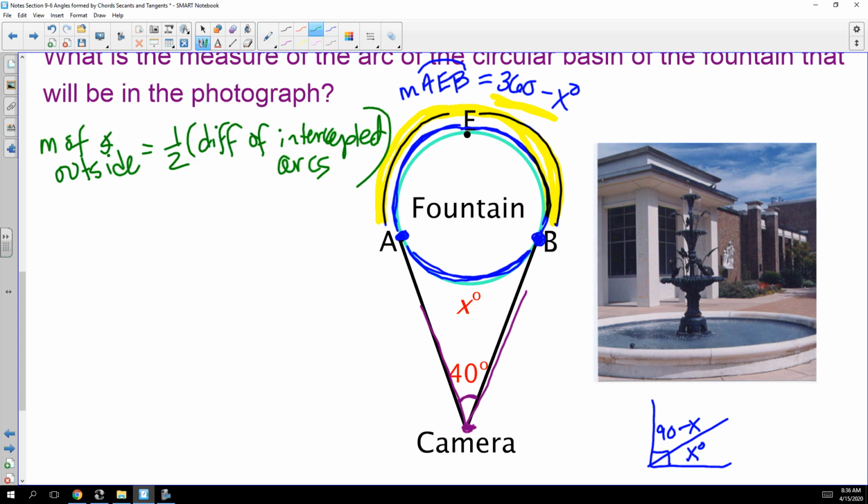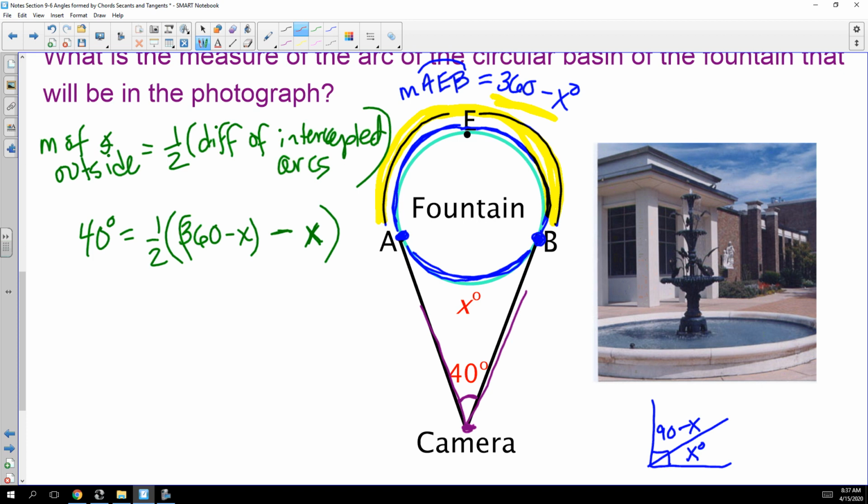So the measure of the angle itself that's formed outside is 40 degrees, and it's going to be half the difference. What's the arc that's further away? That's 360 minus x. And then the arc that's closer is minus x. There's only one term there that I have to subtract, so I don't need to put it in parentheses. If you really like to, it's okay. We can use double parentheses there. It's not that big a deal.